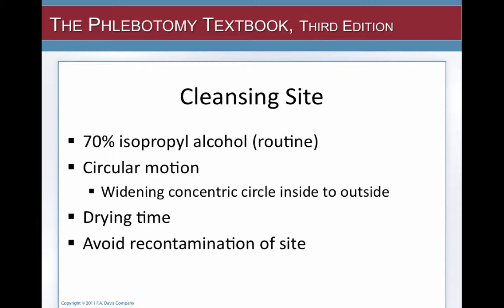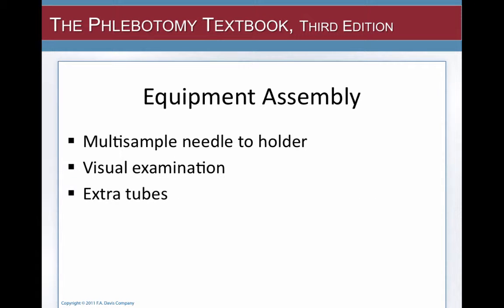You use a circular motion where you start in the center of where you're going to do the venipuncture and work your way outside in concentric circles. And this is to avoid contaminating the inside that you just cleaned with any bacteria from the outside. It's important that you let the alcohol dry completely before you start the venipuncture. And you want to avoid recontamination of the site, meaning once you've used alcohol on the site, you don't want to touch it with your fingers or even your glove finger, because then you have to do the cleansing process all over again. While the alcohol is drying, you want to go ahead and assemble your equipment.